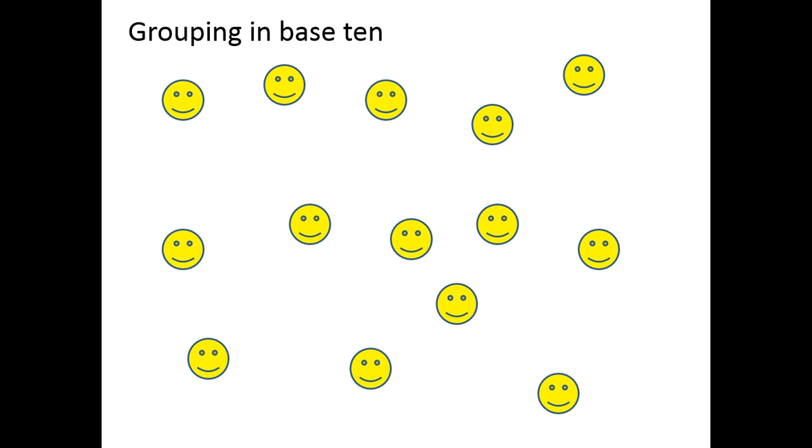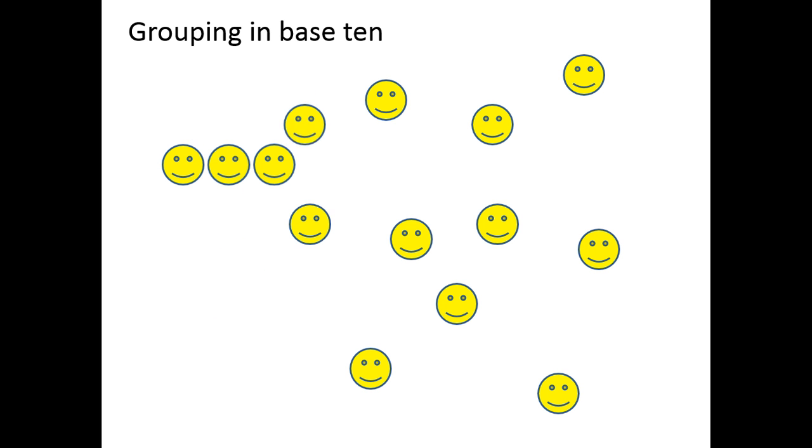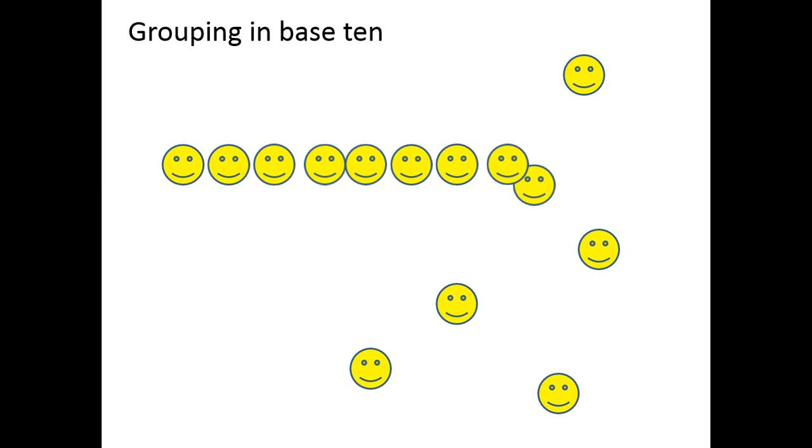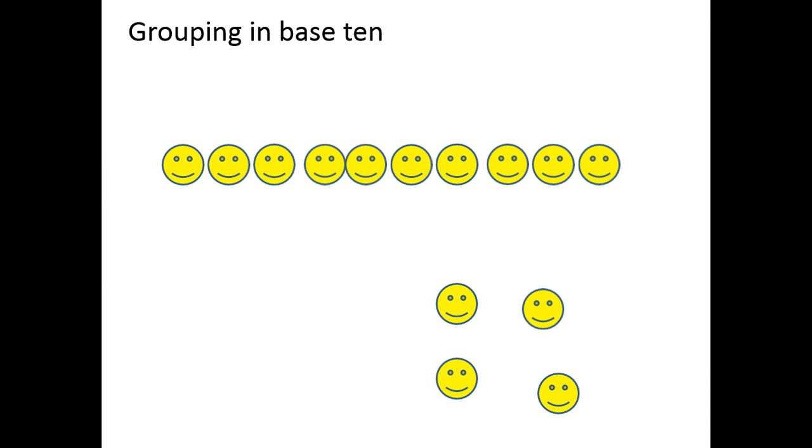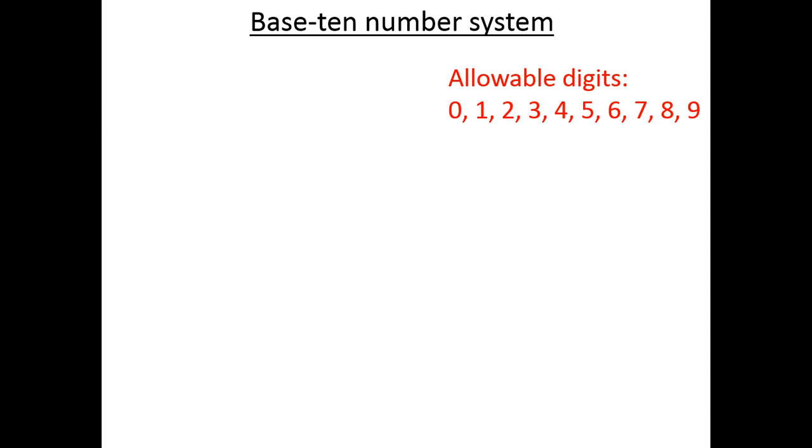If we think about that idea of grouping in base 10, and we wanted to count the smileys, what we would have to do is group 10 at a time, and then look to see if we have any single smileys left over. And in this case, we have one group of 10 and 4 single smileys left over, so this represents the number 14 to us. So in our base 10 number system, we have 10 allowable digits, 0 through 9. We do not have a single digit for the number 10 because once we get to 10 objects, we're going to group them together.